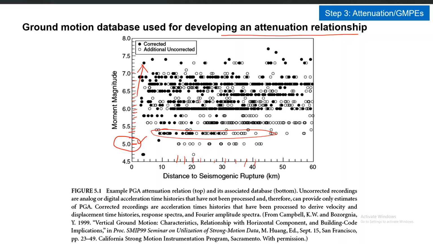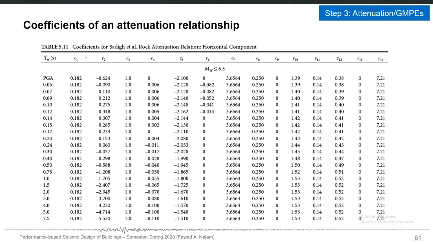Then you also have to perform different corrections and other modifications and processing to come up with the final database, which can be used to actually plot the GMP. Then statistical analysis can be performed to come up with the best fit line with different coefficients also. So here you can see an example of how the coefficients may look.